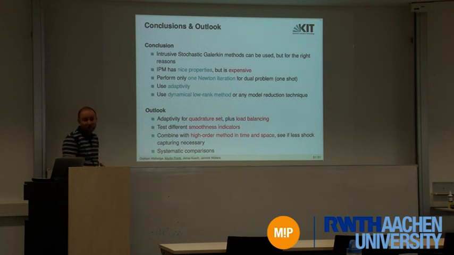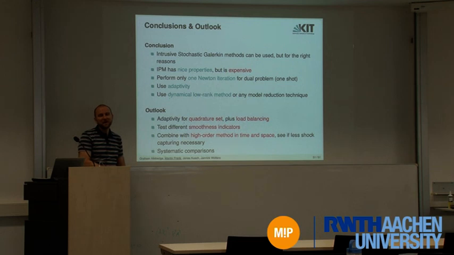There are quadrature sets involved. You can do adaptivity for those. It's a big question of doing the load balancing, right? If I have adaptivity at some point in space, how do I distribute this over my processors? Smoothness indicators for adaptivity, combining this with higher orders, and ultimately answering the question that I've just raised in the beginning, and we're trying to do this: with how much less shock capturing can I go, right?